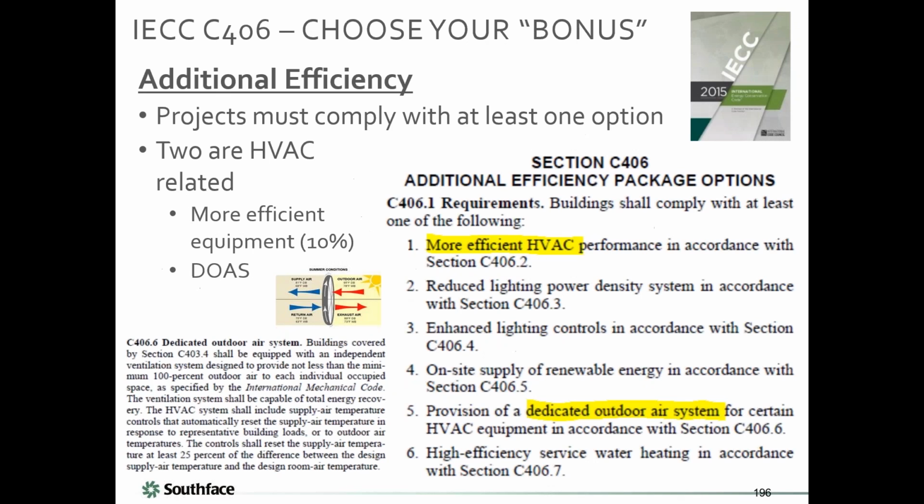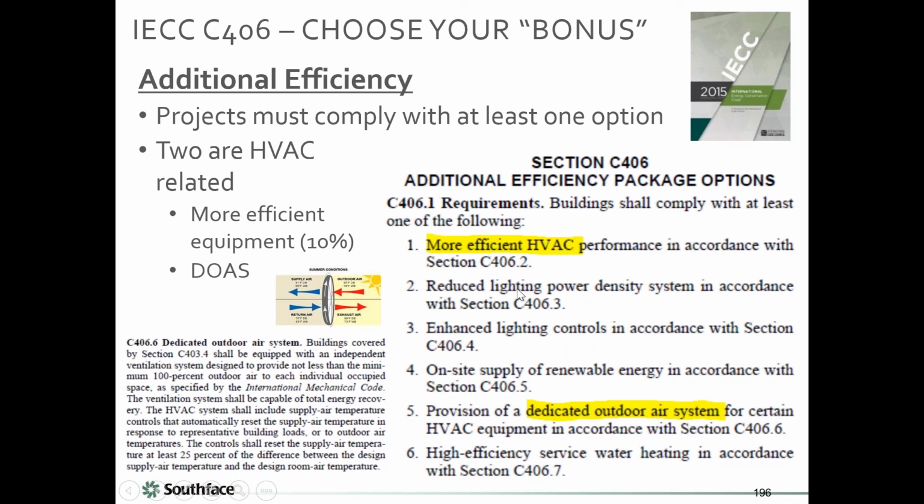So in essence, the only other thing that's different between the two codes on a higher level is that when you're all done with the IECC, you're not all done. You have to actually do one of these 6 bonus things. You have to do something extra, and that's not in ASHRAE. So one of the extras is more efficient HVAC equipment than your minimum. Another extra option is a dedicated outdoor air system. These are a really good idea.